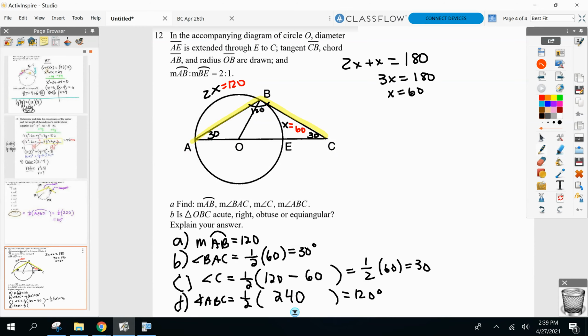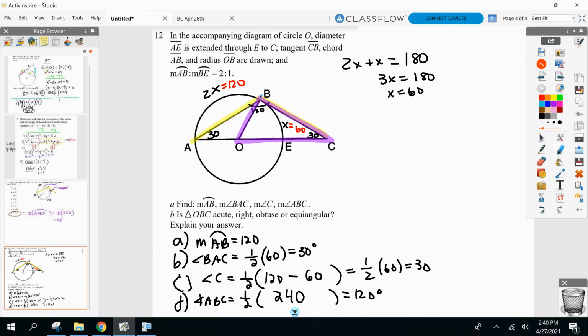Ooh, here we go. Is triangle OBC acute, right, obtuse, or equiangular? All right, well, I know all three angles in there now, 30, 30, and 120. Since it is a 120-degree angle there, that makes this bad boy obtuse. All right. Oh, OBC, hold on. I was doing ABC. OBC. This triangle right here.